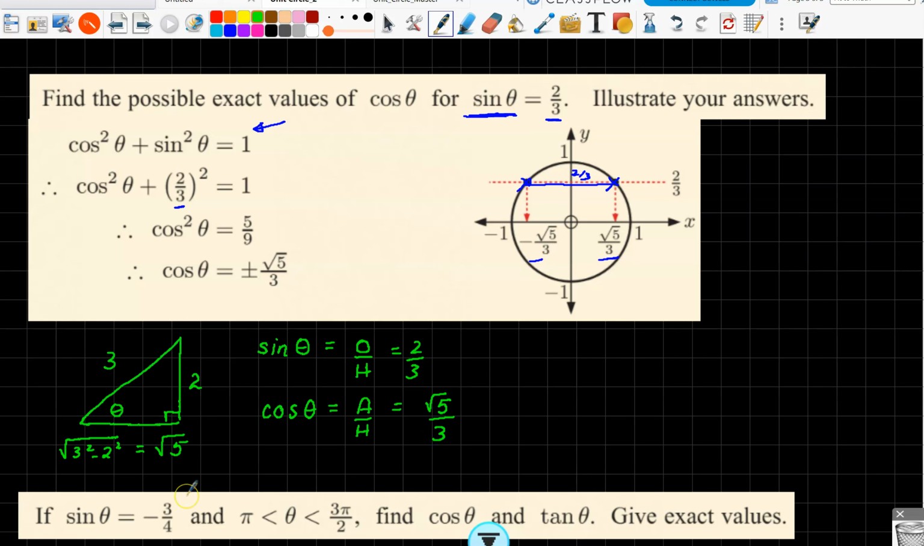And I just find that's really easy, especially if the question had gone on and even asked you to find tan theta. Because we know tan theta is opposite over adjacent, so 2 over root 5. And we don't like square roots at the bottom, so times by root 5, top and the bottom, so that's 2 root 5 on 5. Your calc will do that for you.